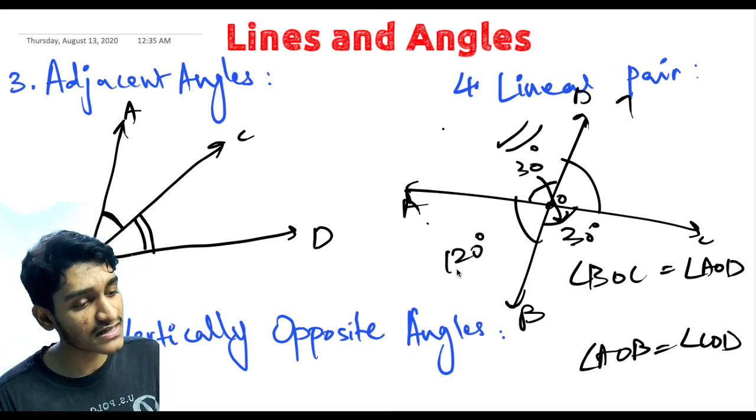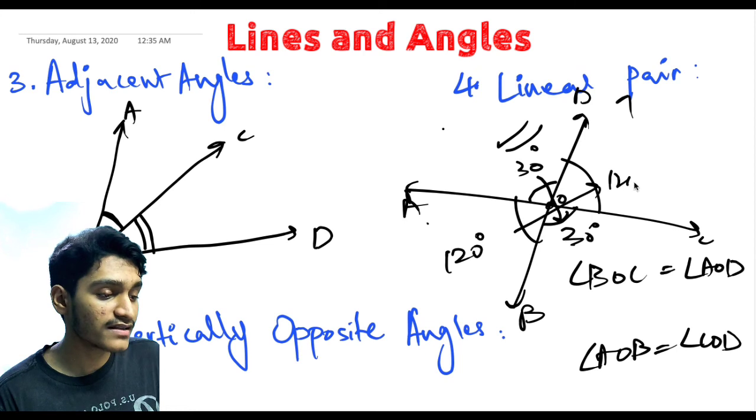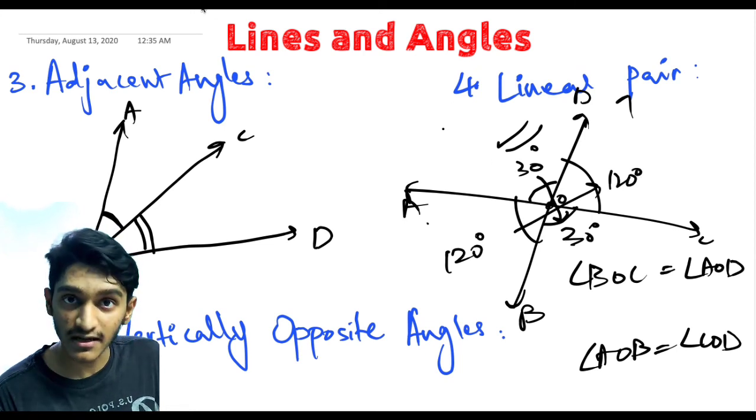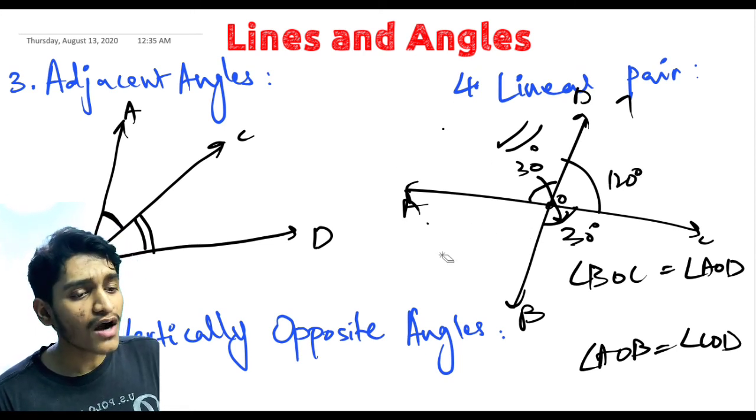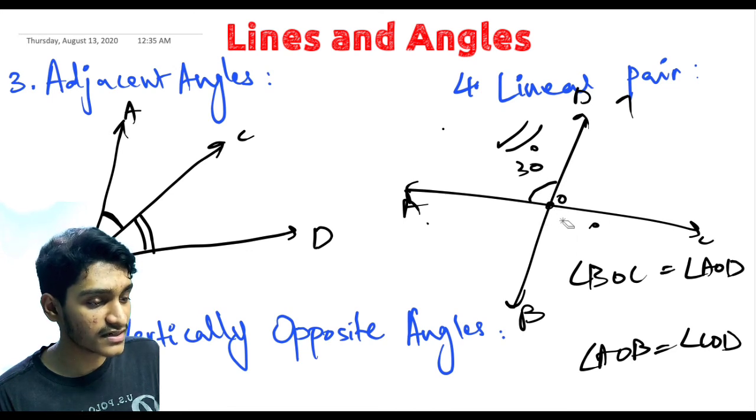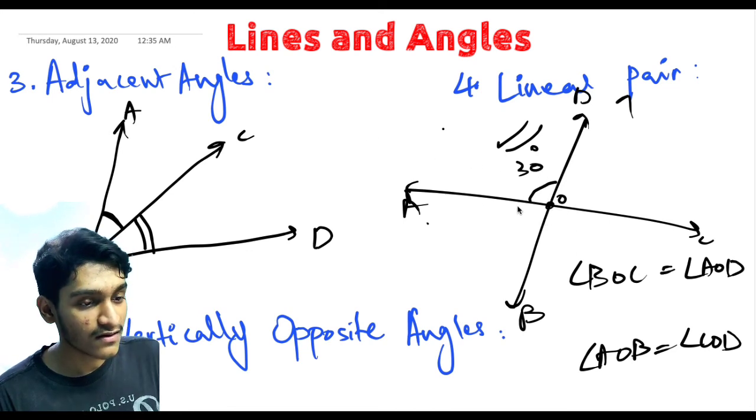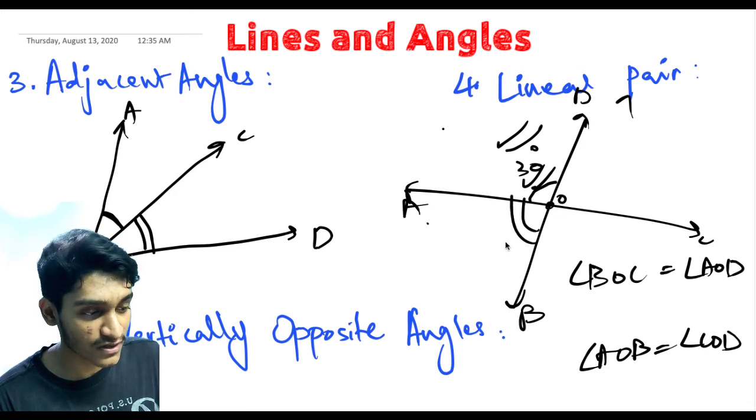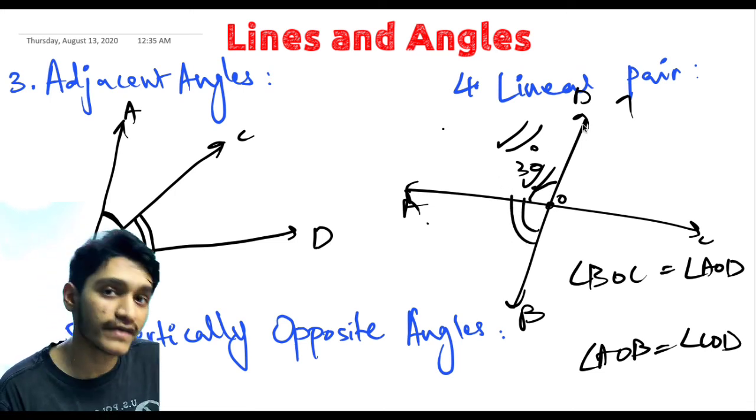Now, if this angle is given as 120 degrees, what is the other angle? This angle is also 120 degrees according to vertically opposite angles. Now, what about this angle? If this angle is given as 30 degrees and they are asking us for this angle over here, AOB, then how do you find that out?